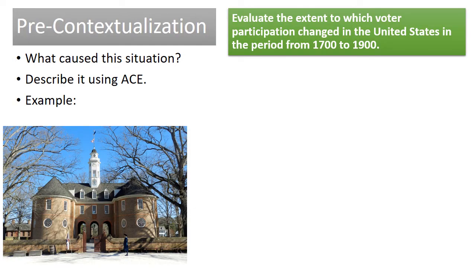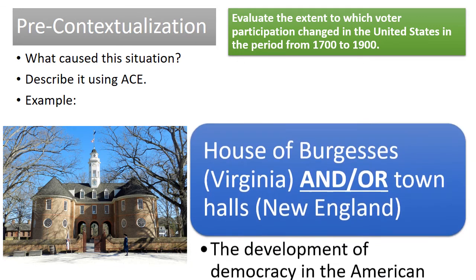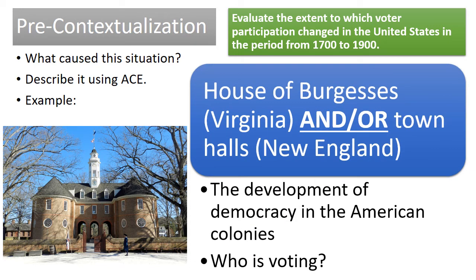Now let's talk about the pre-context. Remember that in a pre-context, you must answer the question, what caused this situation? And since we're talking about voting, you need to go all the way back to the beginning. You need to talk about the House of Burgesses in Virginia or the town halls in New England. You'll need to ACE a paragraph about the development of democracy in the American colonies and talk about who is allowed to vote in those particular colonies. Remember to use the first example from your change timeline to help you develop this ACE.